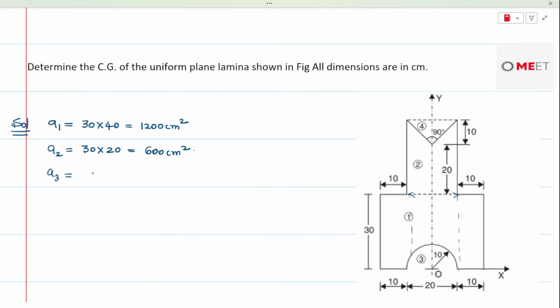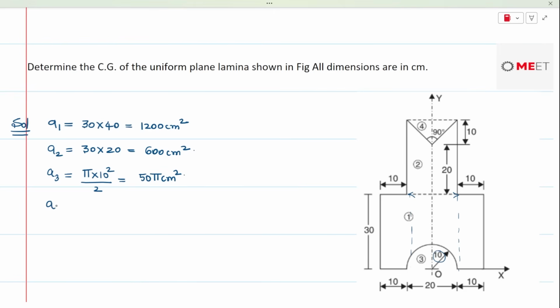A3 will be equal to, that is, the semicircle being subtracted. So A3 is pi r square by 2. Area of the circle is pi r square, and since it is a half circle, it is pi r square by 2. So pi into radius, which is 10 centimeters, so pi into 10 square divided by 2. That's 100 by 2, which is 50 pi centimeters square.